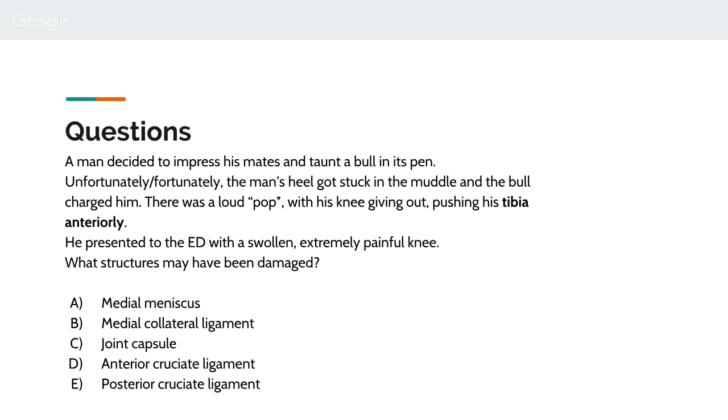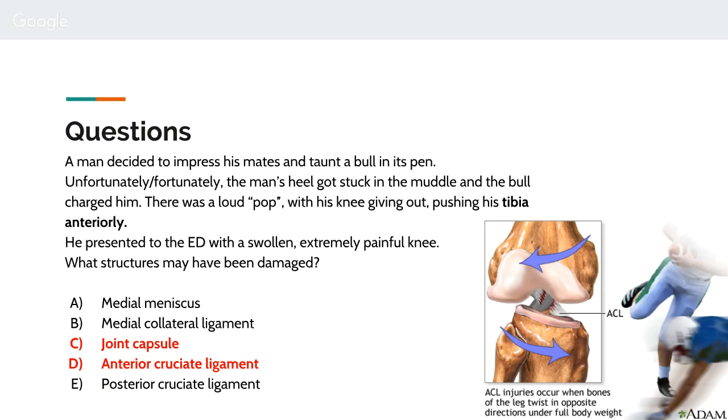Okay, a man. I'm from Bendigo, by the way, so there's a lot of farm related ones in here. Decided to impress his mates and taunt a bull in its pen. And his heel got stuck in the mud, and the bull charged. There was a loud pop with his knee giving out, pushing his tibia anteriorly, and he presented to the ED with a swollen, extremely painful knee. What is it? Joint capsule is always going to be affected, whichever way you look at it.